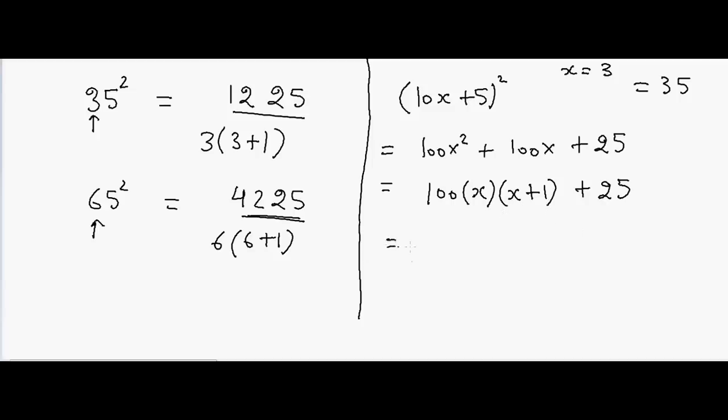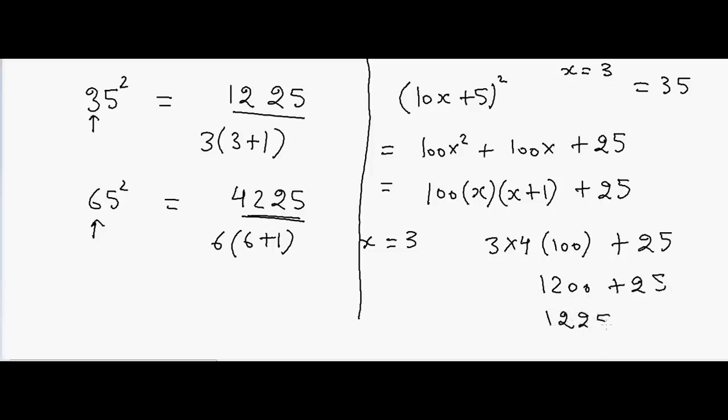So here, if x is equal to 3, then we'll get 3 into 4 into 100 plus 25. That will give me 1200 plus 25, so we'll get 1225. This is how this trick works. Basically, we are adding 1 to the first digit, multiplying it with the first digit, multiplying by 100, and then adding 25 at the end.